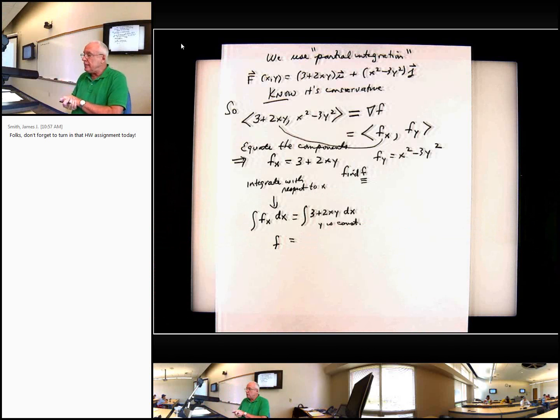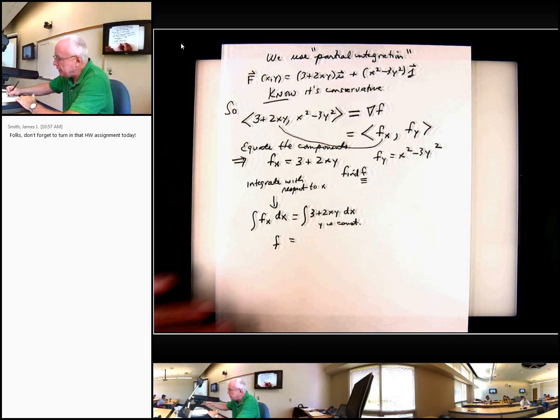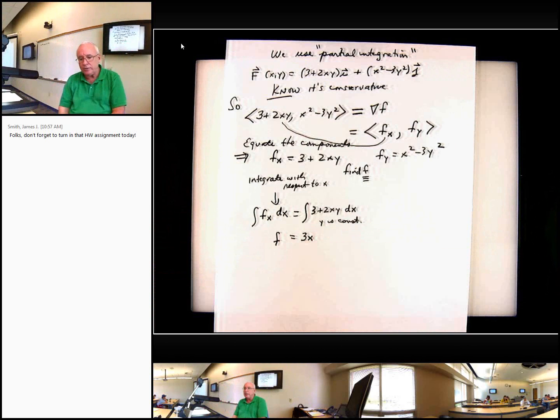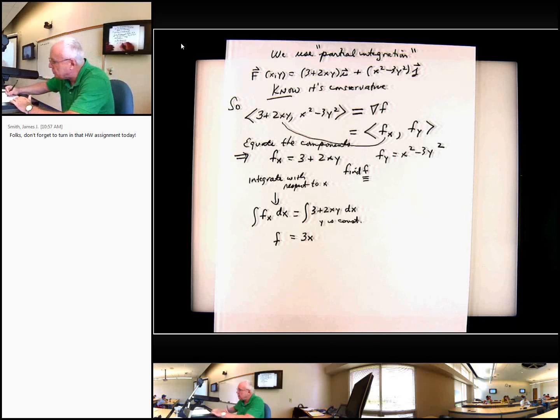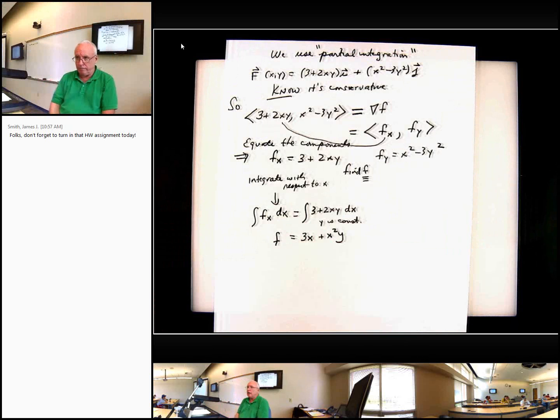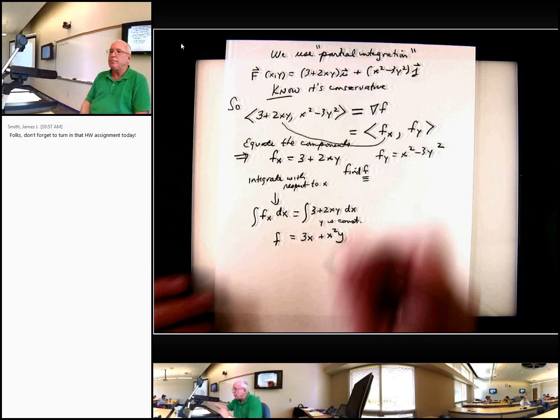So let's find the antiderivative here. The antiderivative of 3 with respect to x is going to be 3x. And then 2xy is going to become 2x squared over 2 times y. So that's going to become, when I simplify it, x squared times y. All right?